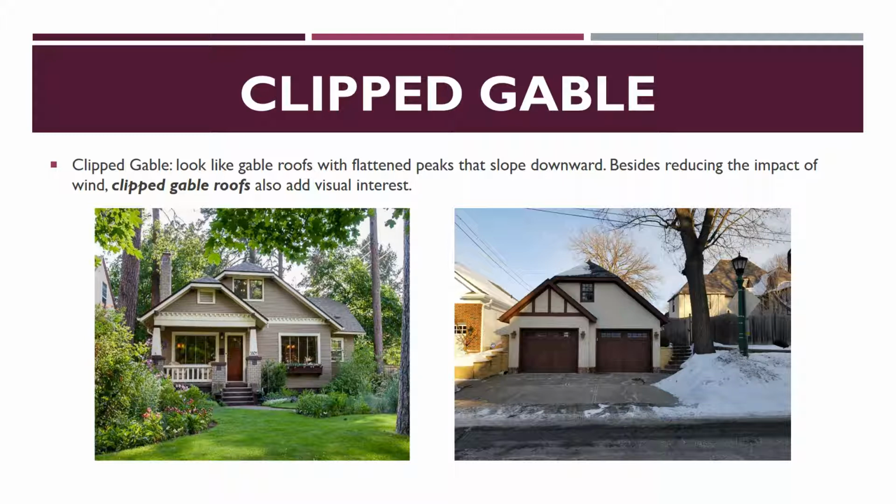Next we have a clipped gable roof. Clipped gables look like gable roofs with flattened peaks that slope downward, besides reducing the impact of the wind. Clipped gable roofs also add visual interest. Here we have one showing some nice green grass with lots of lush trees, and the other one, the opposite season, showing a little bit of snow.